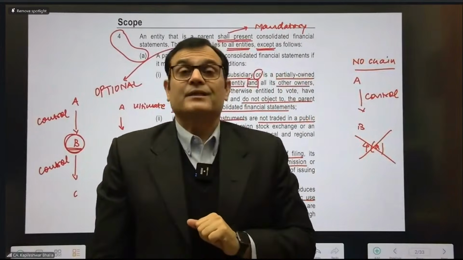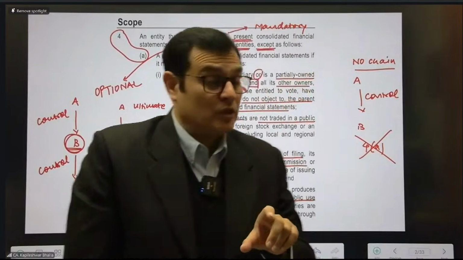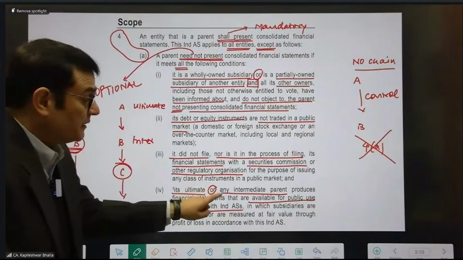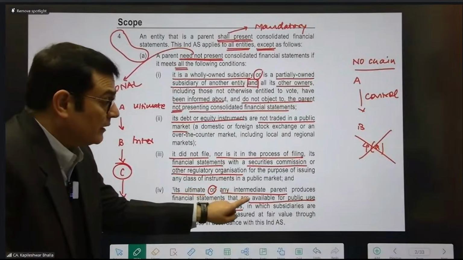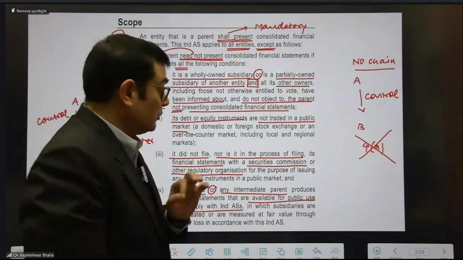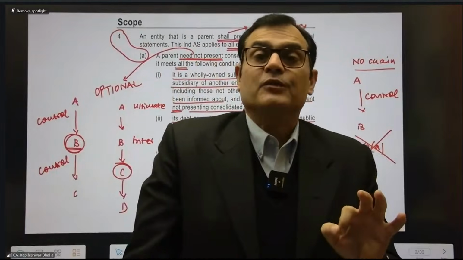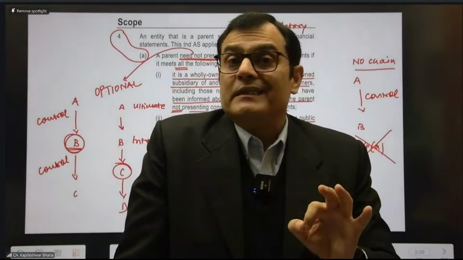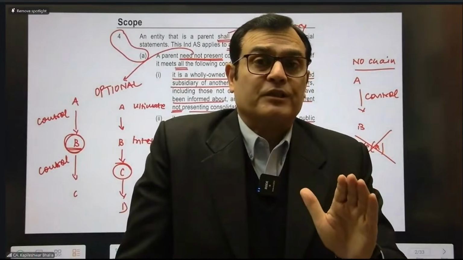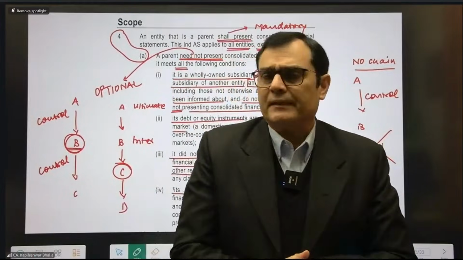That is one. And the second is that it is in accordance with Ind AS. So I would say there are two subconditions of the fourth clause: that the financial statements prepared by the ultimate parent or the intermediate parent are available for public use, and the second condition is that they comply with Ind AS. So if the ultimate parent, or any of the intermediate parents, is presenting consolidated financial statements for public use, and those financial statements are in accordance with Ind AS, then I would say yes, the condition is met.